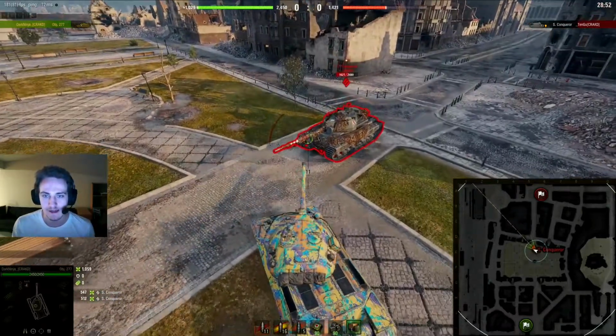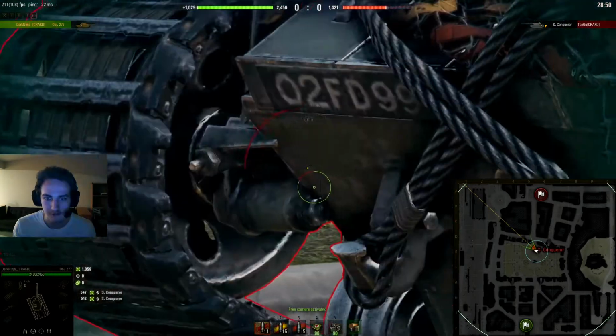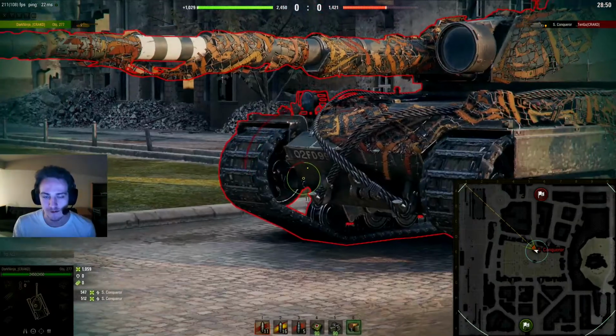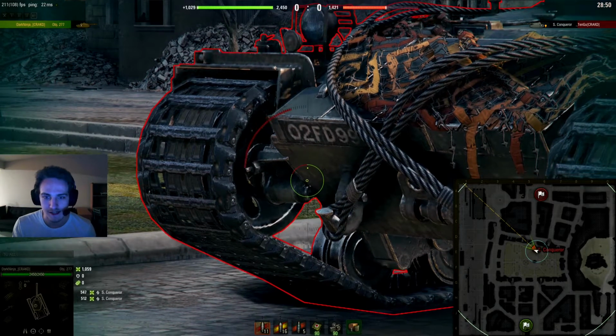And now there's a second thing I want to show you as well. And it's the fact that you don't have to shoot through someone's track in order to track them all the time. There are times where you can shoot through an enemy's hull and also track them, where your shell penetrates their hull first and then their track secondarily.